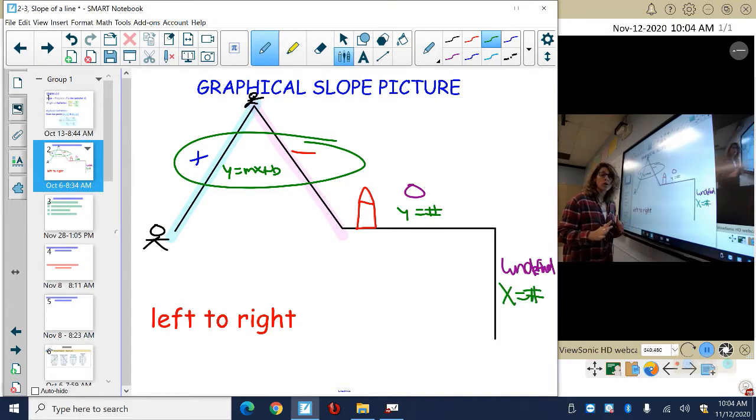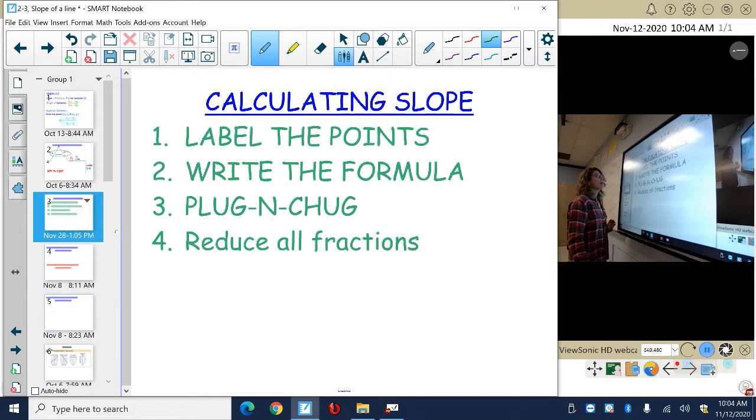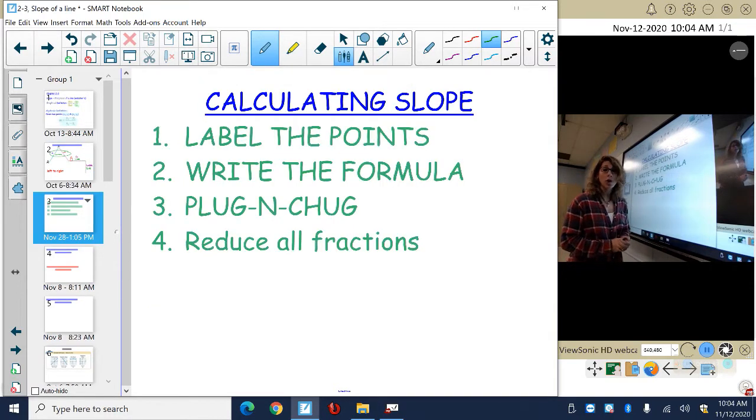This slope picture is super important, and I need your brain to understand that. So positive slope is going up and to the right. Negative slope is going down and to the right. No slope or 0 is a level horizontal line, and a vertical line has a slope of undefined. Okay? Now, we are going to calculate our slope using our lovely algebraic definition.